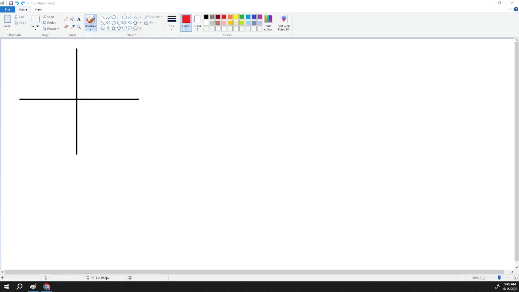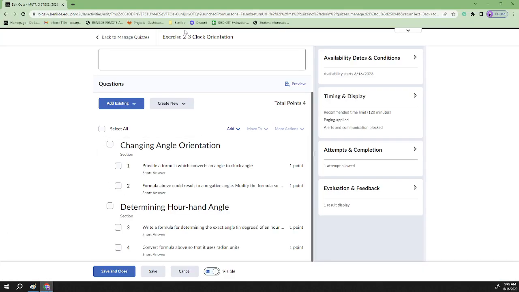So if you open your quizzes in the Big Sky, there should be exercise 2-3, the clock orientation. Can anyone verify if it is there? Okay.